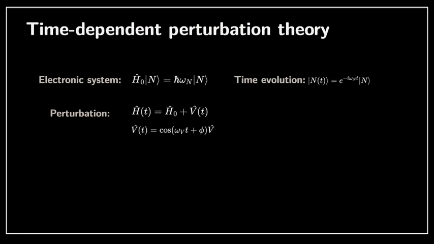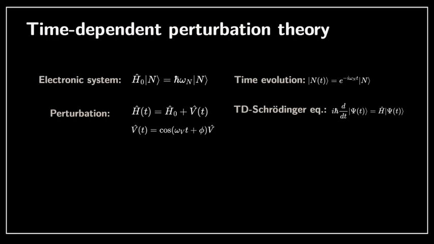Now we have the time-dependent Schrödinger equation that we have to solve, because we can no longer use the simple exponential factor that I used on the top right, since we do have a time-dependent Hamiltonian. So we have to solve this time-dependent Schrödinger equation to find how the state of the system in the presence of an electric field changes as a function of time.